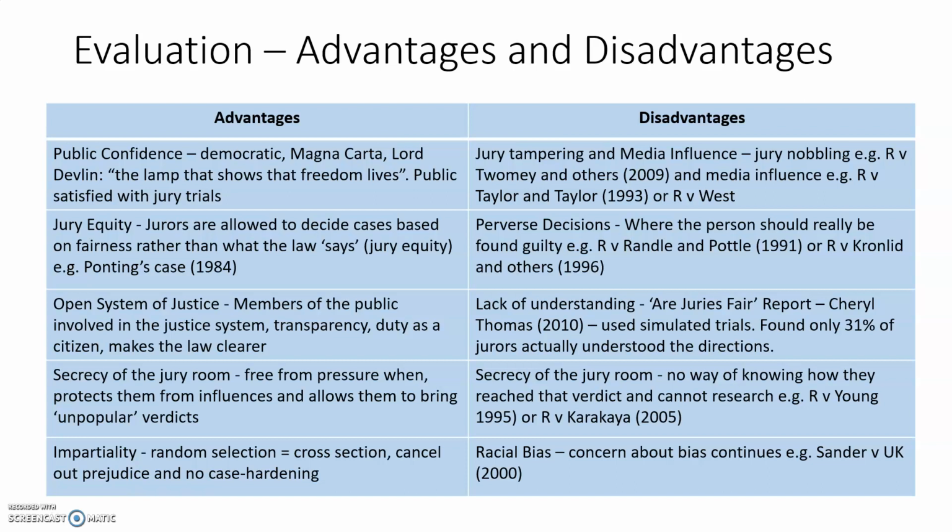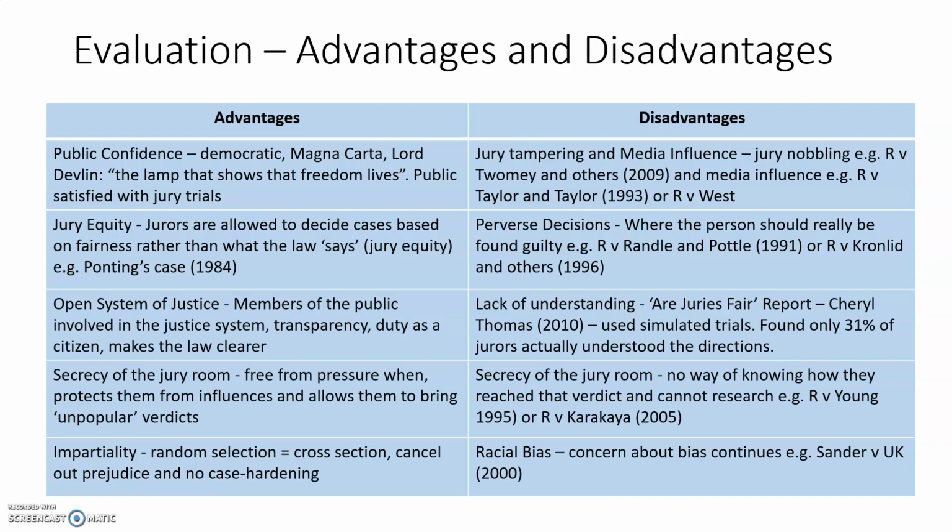Finally, impartiality. There is random selection, which means you should get a good cross-section, and that should cancel out any prejudice, balance of numbers, the fact there are 12 of them, and also no case hardening because they only sit for a maximum of 2 weeks, so they don't get used to it and then start getting harsher with their sentences or decisions.